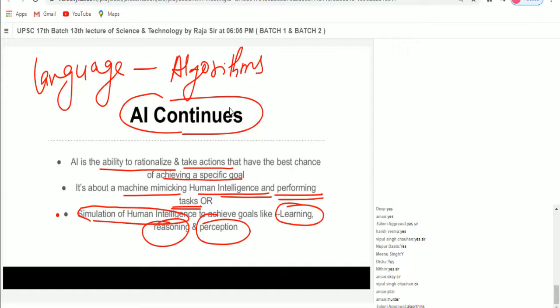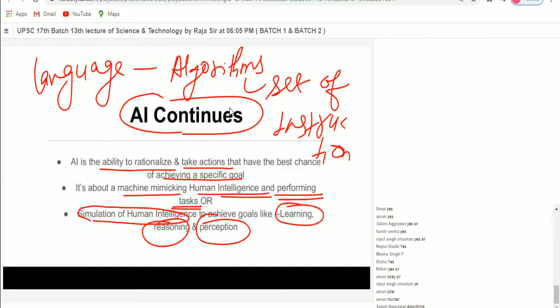Languages are algorithms, and algorithms are a set of instructions. A step by step set of instructions is an algorithm. जैसे कि सभी ने YouTube पर कुछ नई रेसिपीज बनाने की वीडियोस देखी होंगी, तो वहां पे क्या दिया जाता है, a step by step information is given.